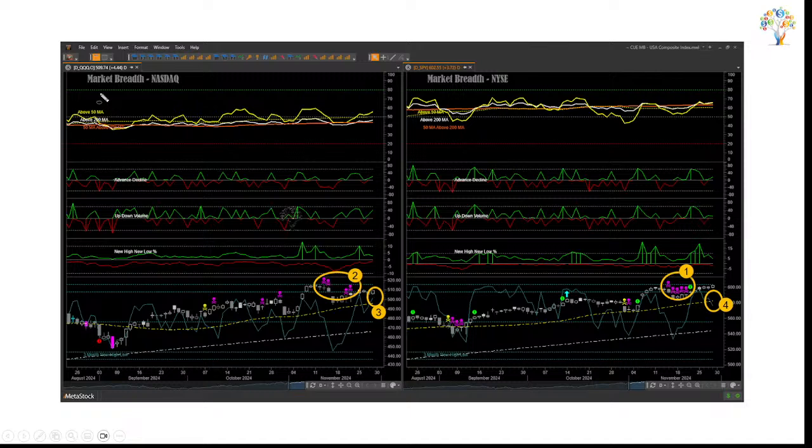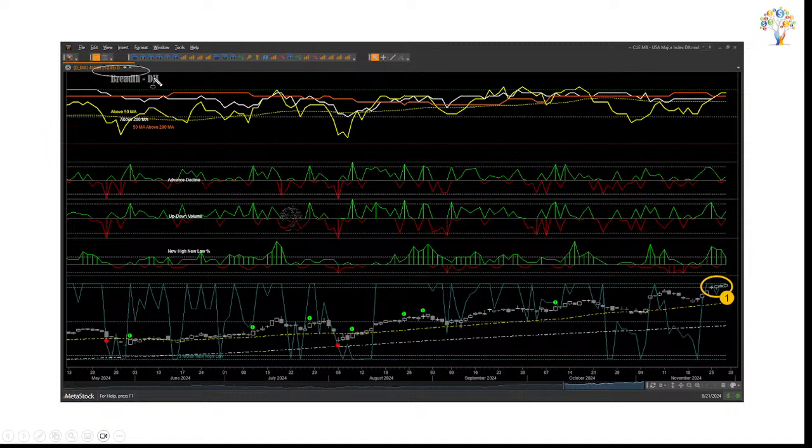Drilling down from total view to the composites, both Nasdaq and NYSE have confirmed Hindenburgs, and 3-month new high low is extreme high enough that I am not willing to buy many stocks. And now I am going to look at the major indexes one by one.